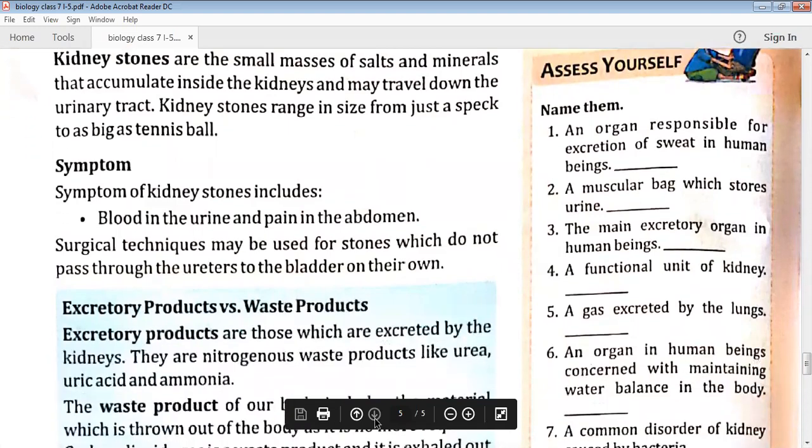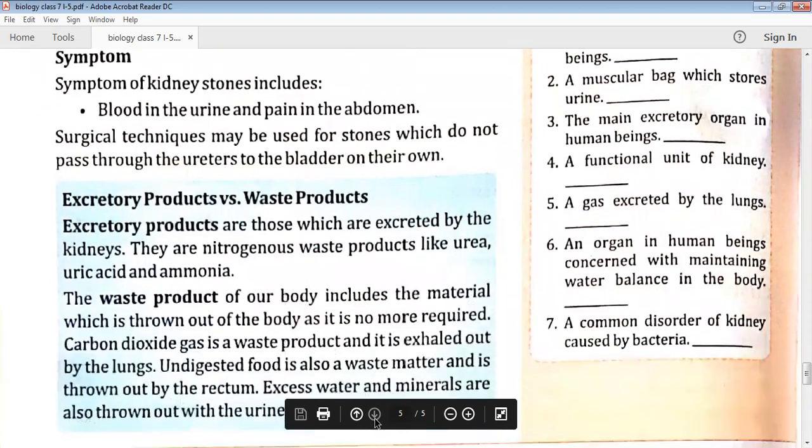Surgical technique may be used for stones which do not pass through the ureters to the bladder on their own. Sometimes what happens is, if you drink more and more liquid, then these kidney stones may travel through your ureters and finally come out in the urine without even being noticed. But if the kidney stone is of sufficiently large size, then it may not come out on its own. So in that situation, some surgical treatments are required to get rid of the kidney stones, because they are very painful.